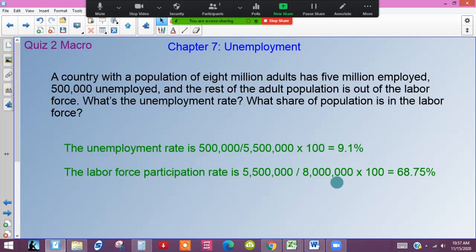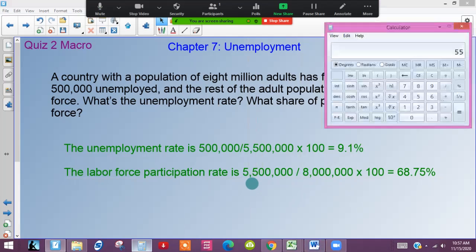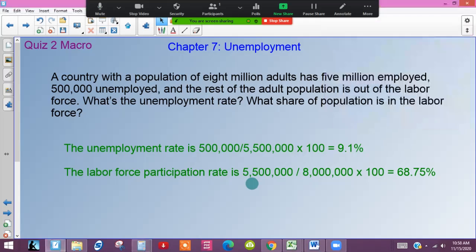See, 1, 2, 3, 4, 5. That leaves me with 80. And 1, 2, 3, 4, 5 leaves me with 55. So I'm going to divide 55 by 80 and get 0.6875. In order to express this decimal answer as a percentage, I'm going to multiply by 100 and get 68.75% as my answer. Okay, there you go.